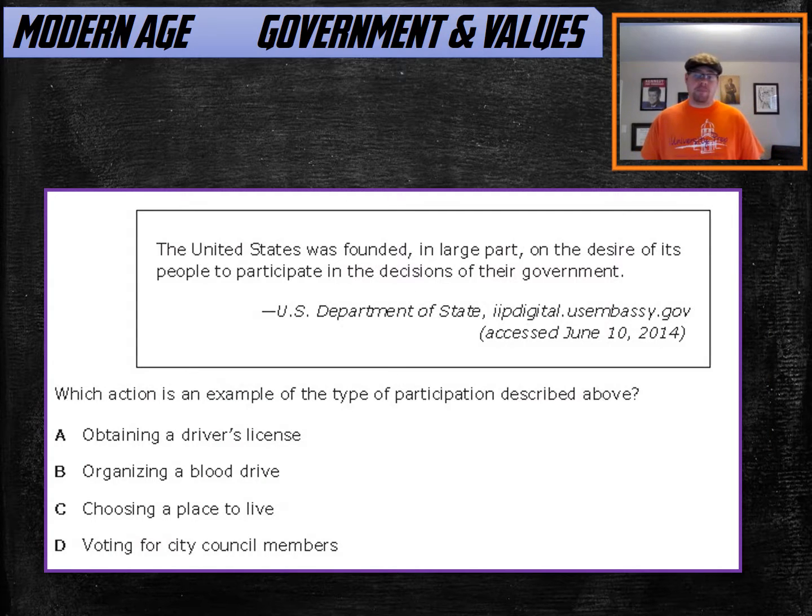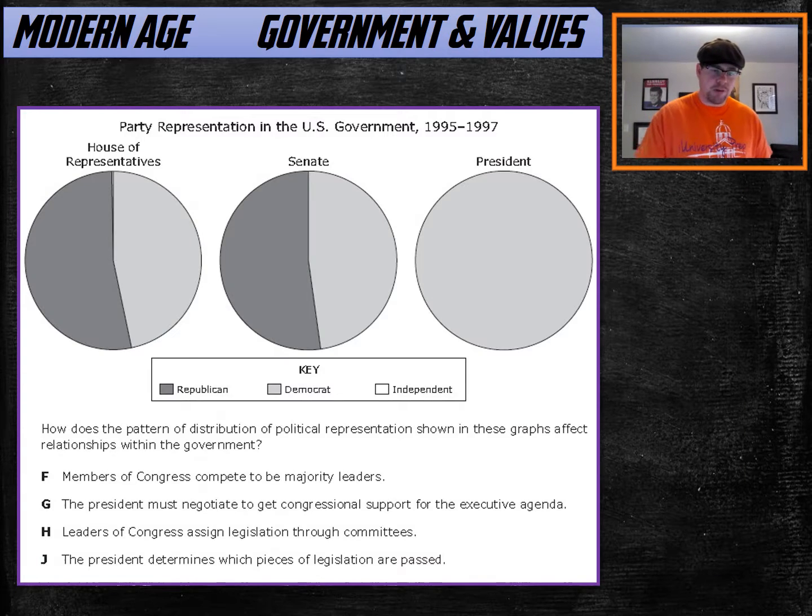Here's another question on it. It has a quote which says the United States was founded in large part on the desire of its people to participate in the decisions of the government. The question is, which action is an example of the type of participation described above? People participating in government decision-making. It's basically civic responsibility, voting for city council members. Answer choice D is how Americans will participate in decision-making. We vote on representatives who then make the decisions. That's how we make our presence known. So let's move on to a different kind of government question.